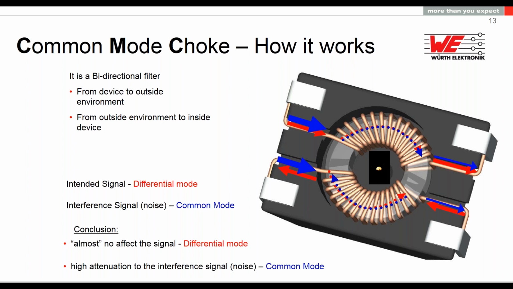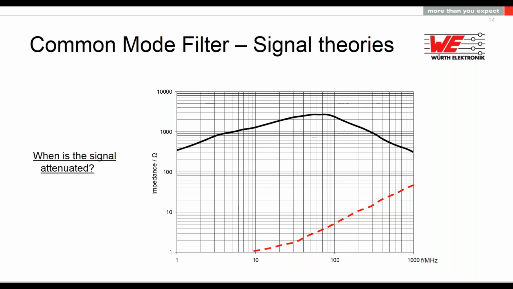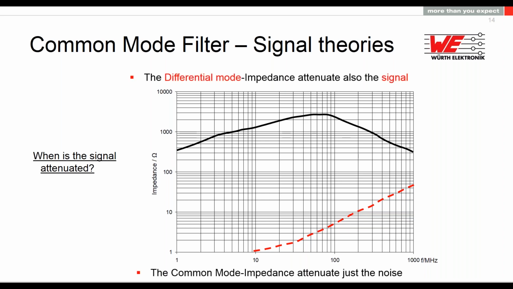So common mode chokes must be used only if you can have a separation of the grounds: for outside, noisy environment ground and inside, clean ground. If you look in the datasheet of the common mode chokes, you will always find two lines. These graphs show the common mode filtering and the differential filtering.